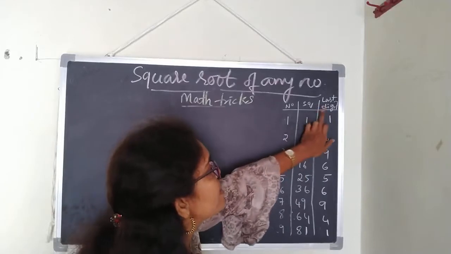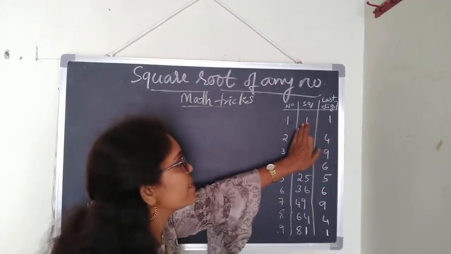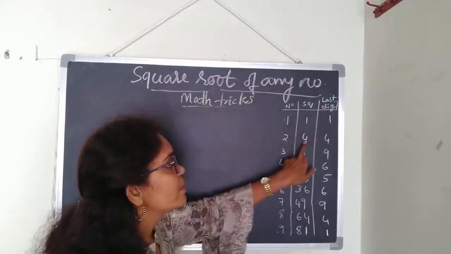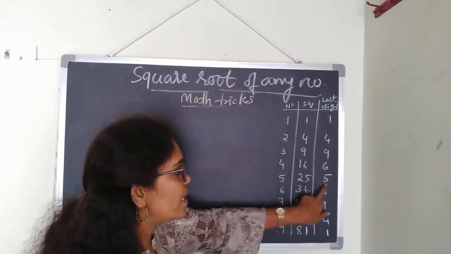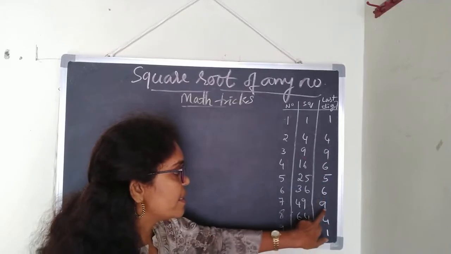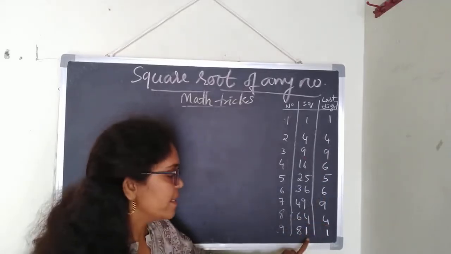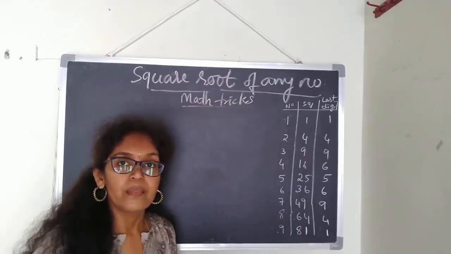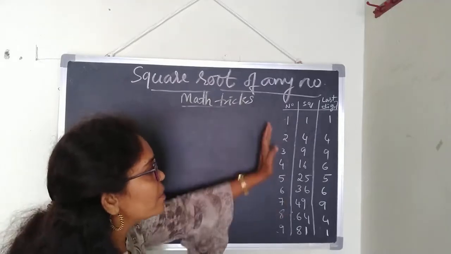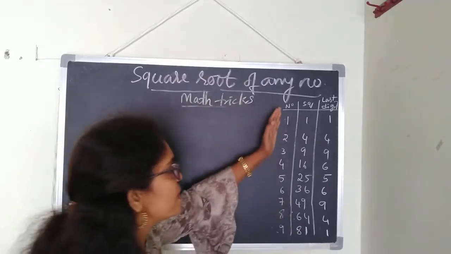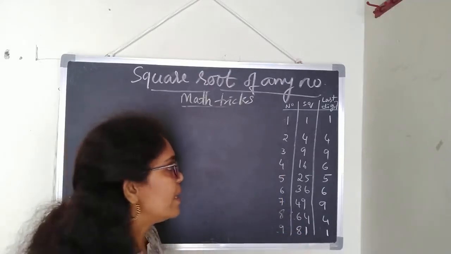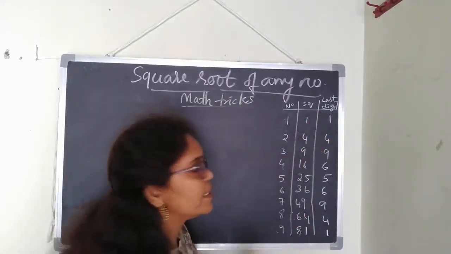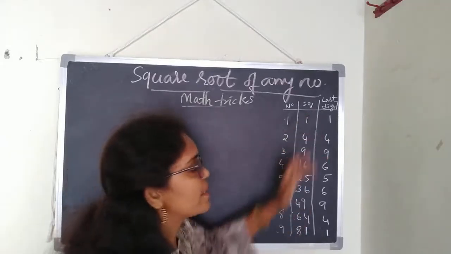And the last digit of the square number. The last digit of the square number is 1 here, then 4, 9, 6, 5, 6, 9, 4, and 1. So these are the required. We all know the numbers 1 to 9 and their square values, so the only thing we have to remember is the last digit.